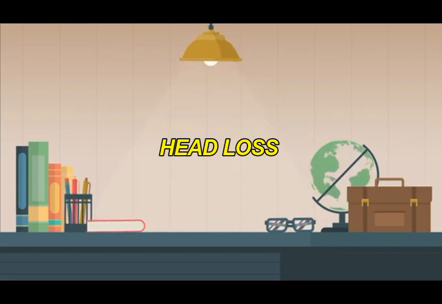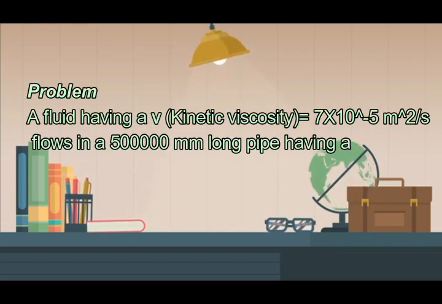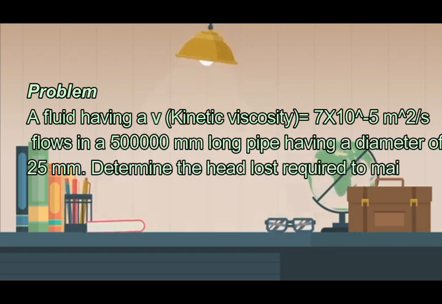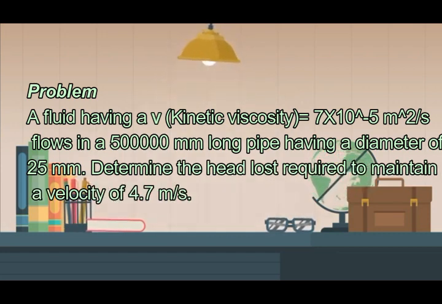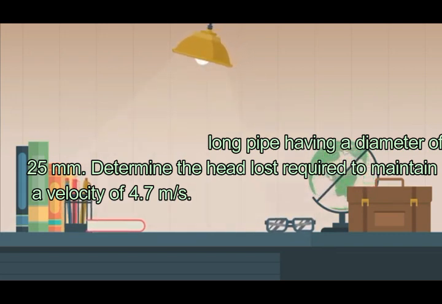We are given a problem: a fluid having a viscosity equal to 7 times 10 raised to negative 5 square meter per second flows in a 500,000 millimeter long pipe having a diameter of 25 millimeter. Determine the head loss required to maintain a velocity of 4.7 meter per second.